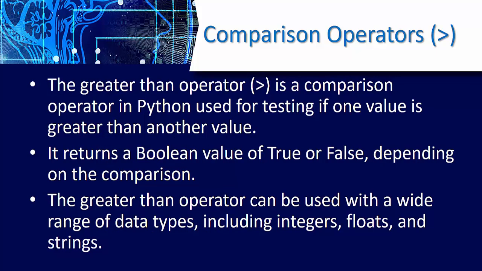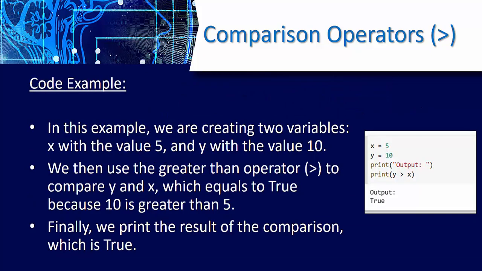The greater than operator is a comparison operator which Python uses for testing if one value is greater than another value. It returns a Boolean value of true or false, depending on the comparison. The greater than operator can be used with a wide range of data types, including integers, floats, and strings.